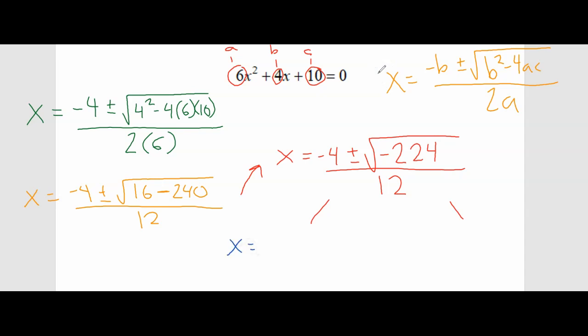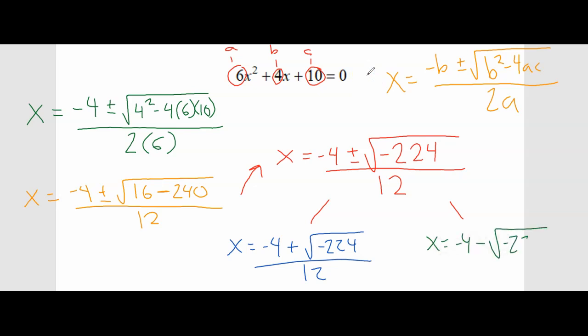All right, so we're going to have x is equal to negative 4 plus the square root of negative 224 all over 12. And we're going to have x is equal to negative 4 minus the square root of negative 224 all over 12. So punch this into your calculator and see what you get. Pause the video. Okay, so you're probably going to get an error, or your calculator may say non-real answer.